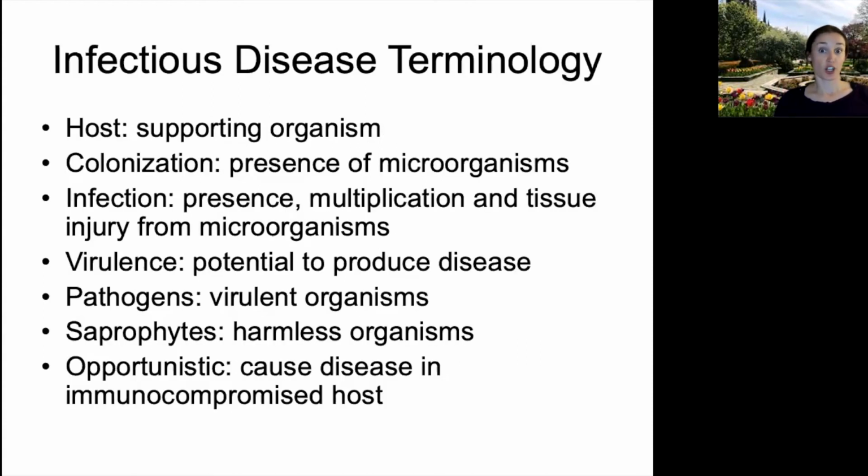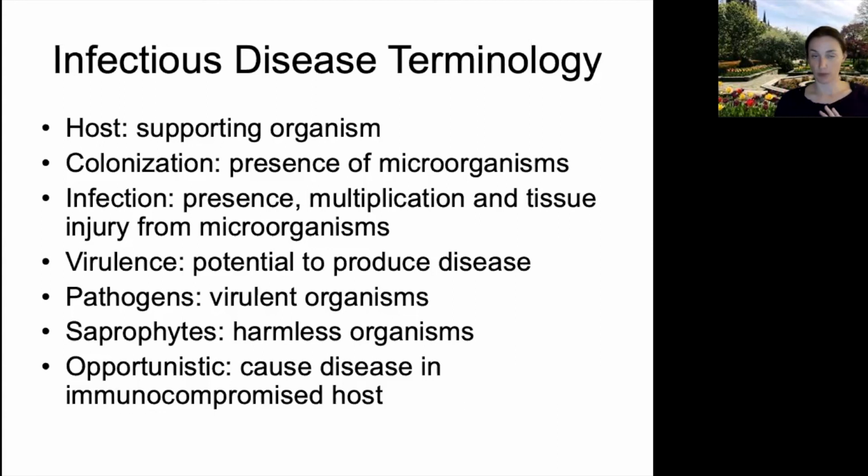Let's go over some terms that we commonly use. First is host. That's the supporting organism, and typically we're referring to ourselves. We're the host. Colonization is the presence of those thousands of microorganisms that are on us. An infection is the presence and multiplication and tissue injury that occurs from these microorganisms. Virulence is the potential to produce disease, and pathogens are virulent organisms.